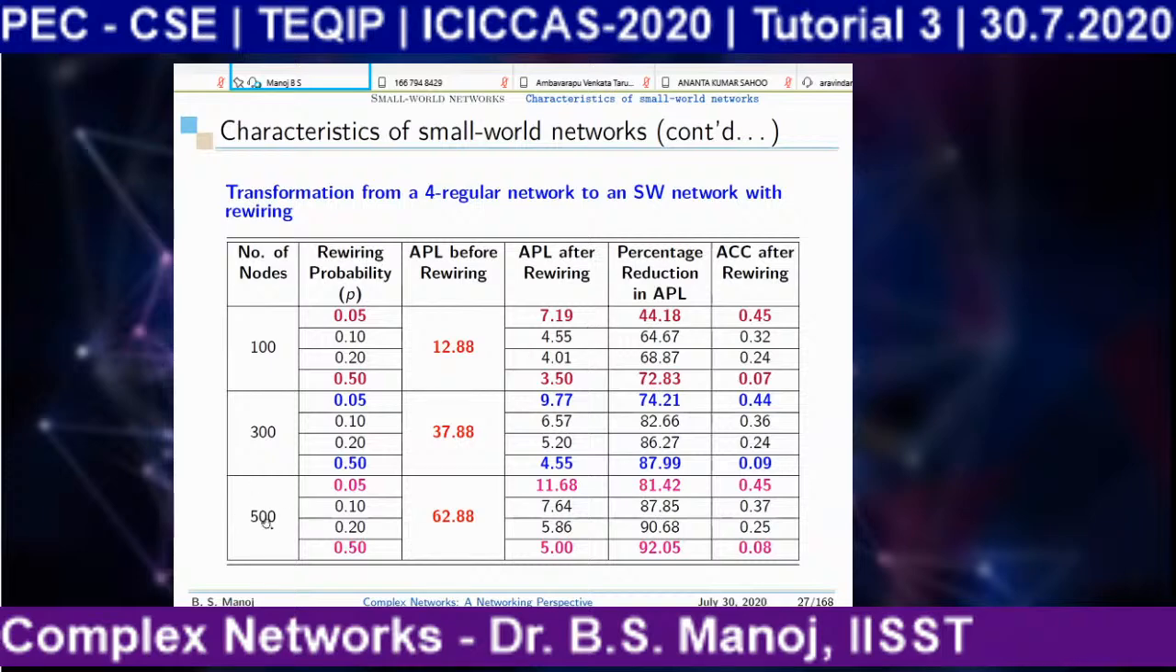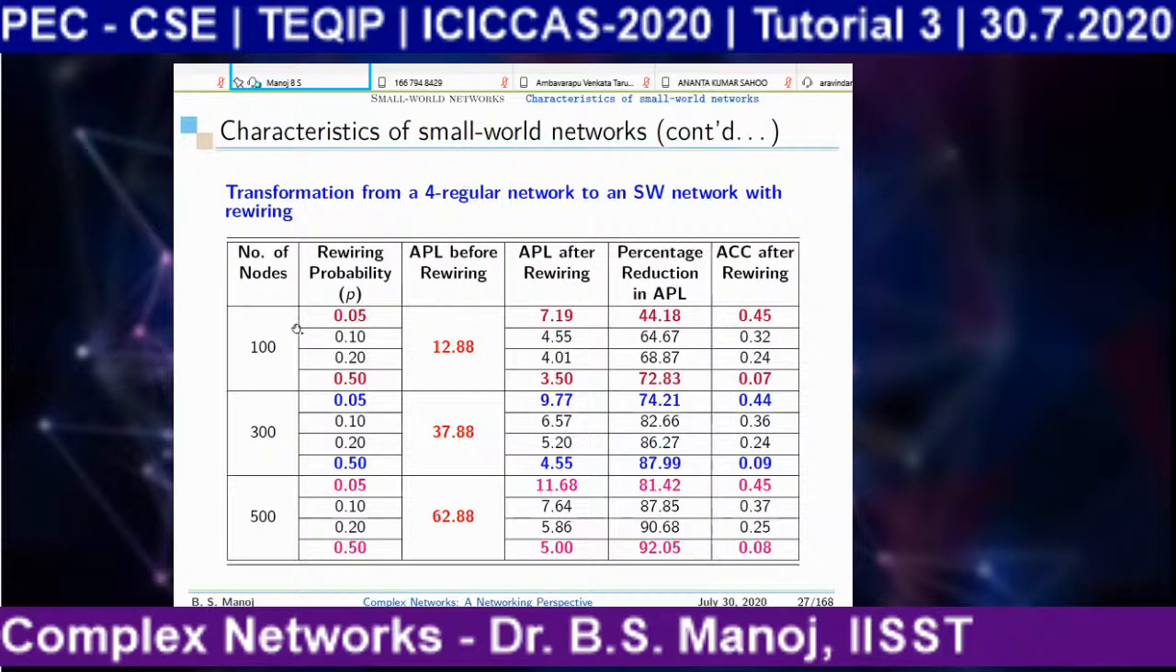Now, take another example. In a 500 node network, the average path length is 62 hops, and even with the very small p of 0.05, an 81 percent reduction in average path length has been achieved, where after rewiring the path length is only 11.68. So significant reduction can be accomplished by small changes to the network structure. Even by adding 0.05 probability for rewiring, you will be able to accomplish a lot.